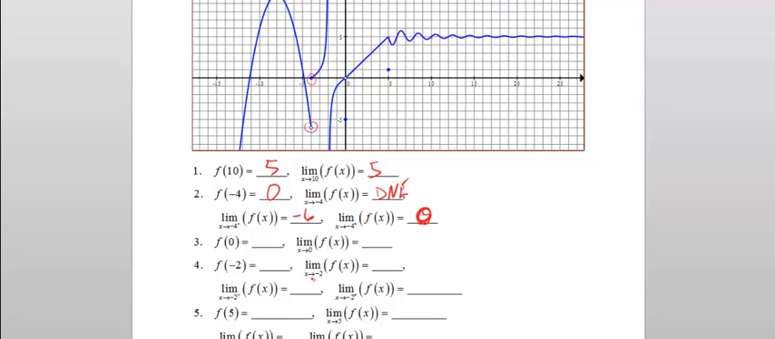F of 0 is down here. There's an isolated point at negative 5. But the limit is actually approaching 0.